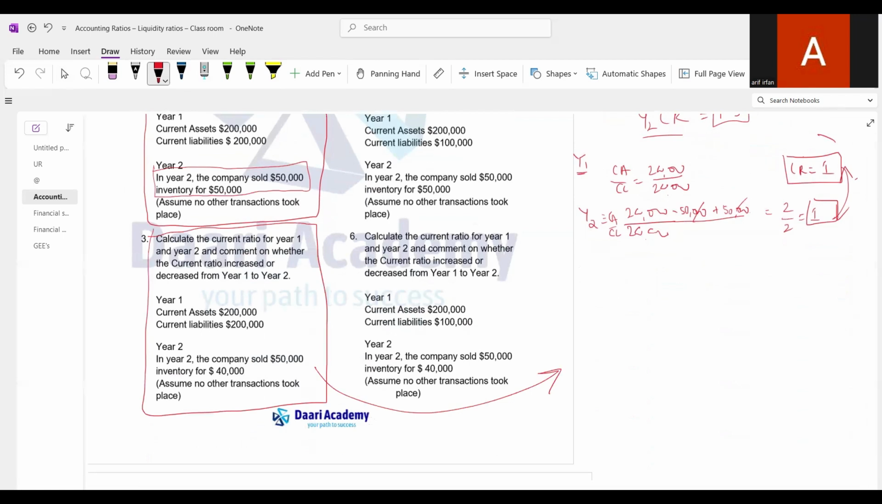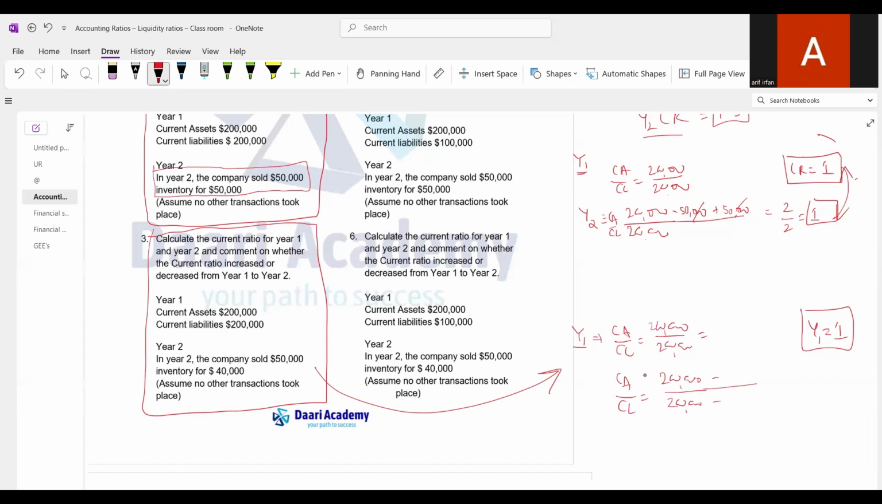Come on, start doing. So year 1, tell me, year 1 current asset how much? Current liability is how much? 200,000, 200,000. Year 1 ratio is 1, correct? Current asset, current liability, I am taking year 1, right? Yeah, 200, 200, or increase, decrease, example, plus, minus, whatever.